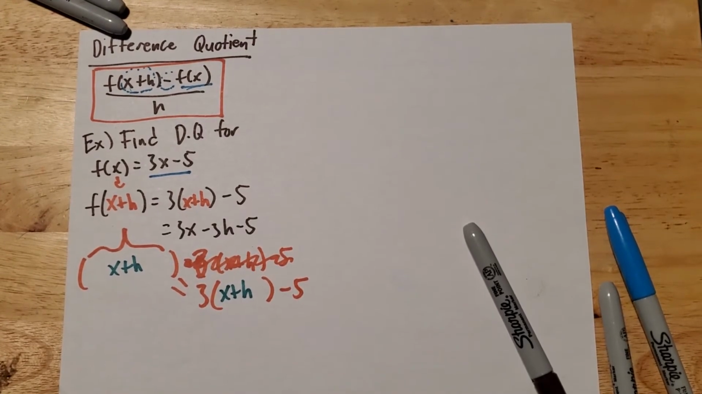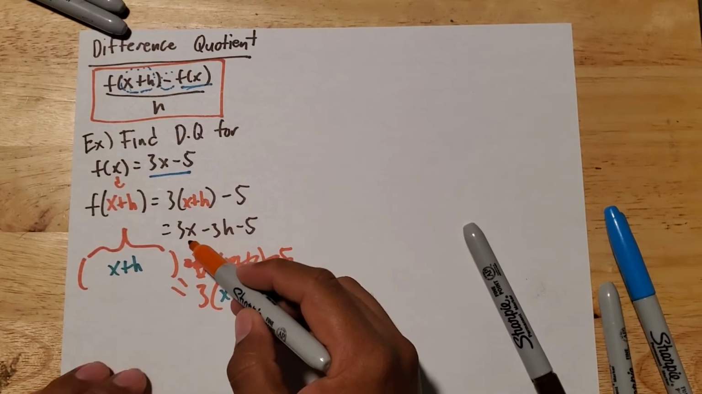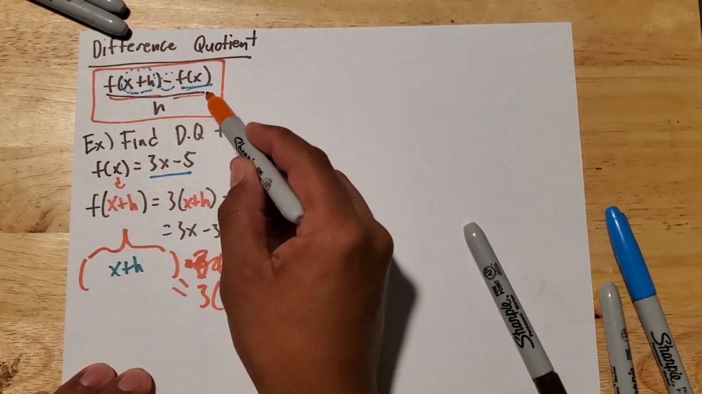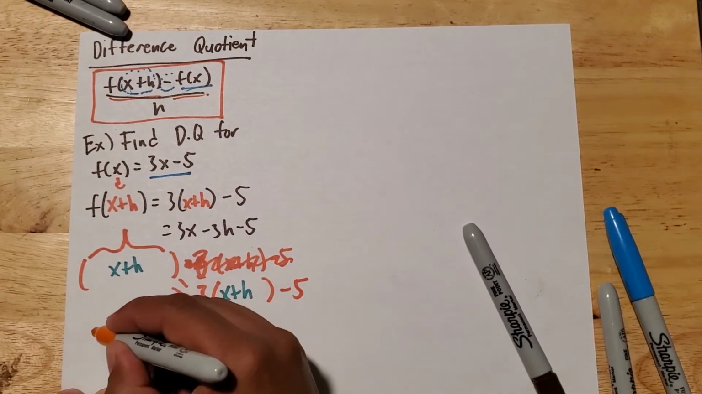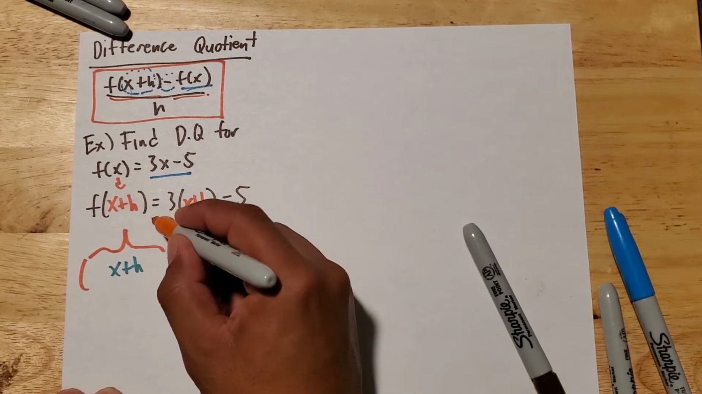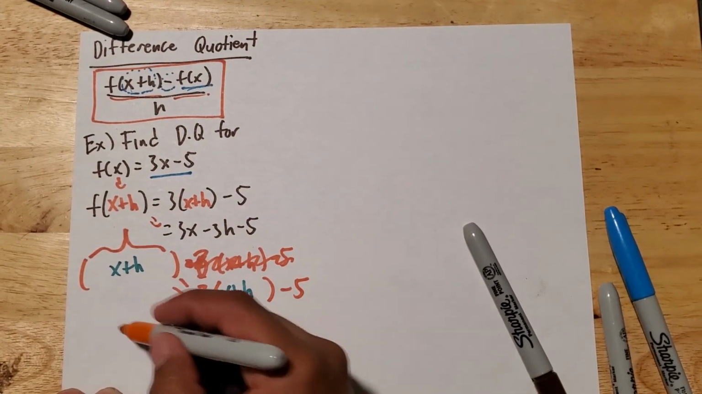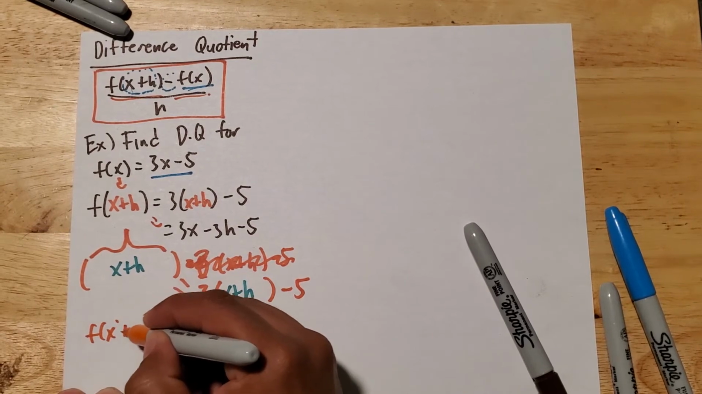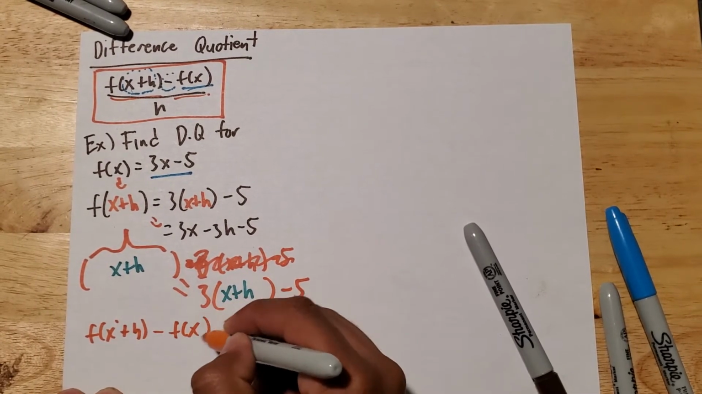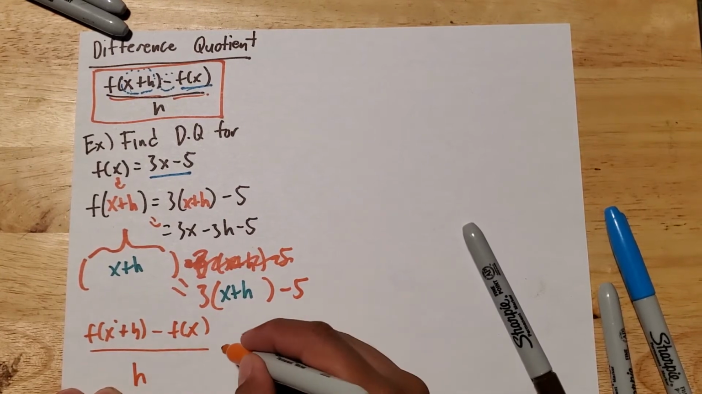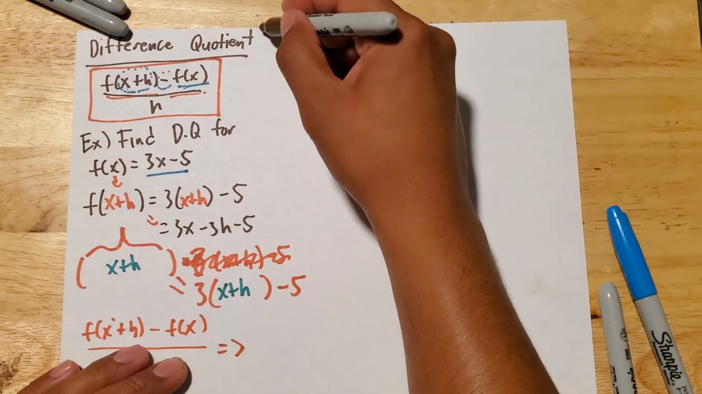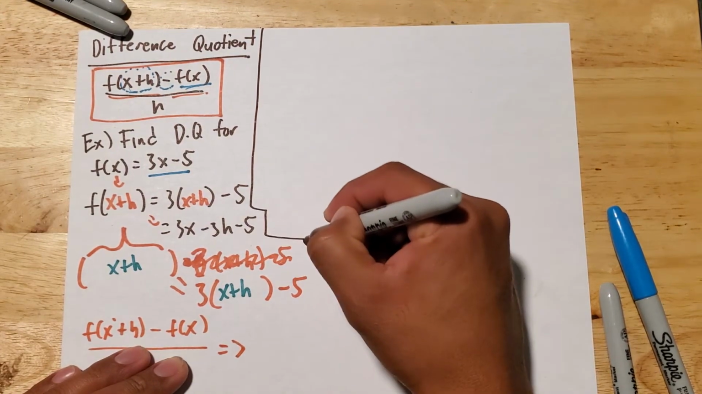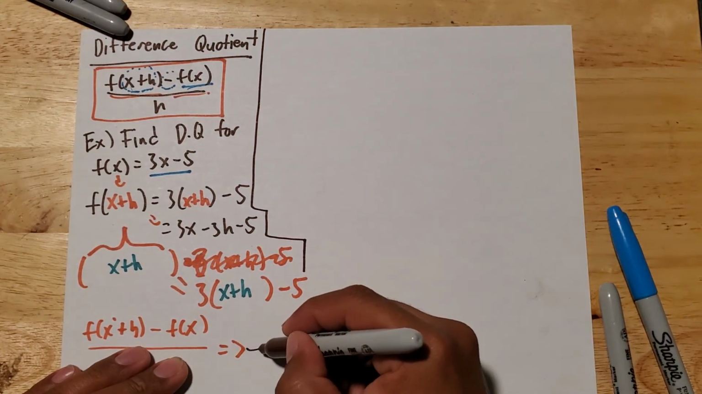So if we notice, we already have the f of x plus h. I know what f of x is, so I can do this all at once. So this is my f of x plus h. So it's going to be f of x plus h minus f of x all over h. So when I plug this in, I'm actually plugging it in up here. Let me bring it all up top. So we're starting fresh.